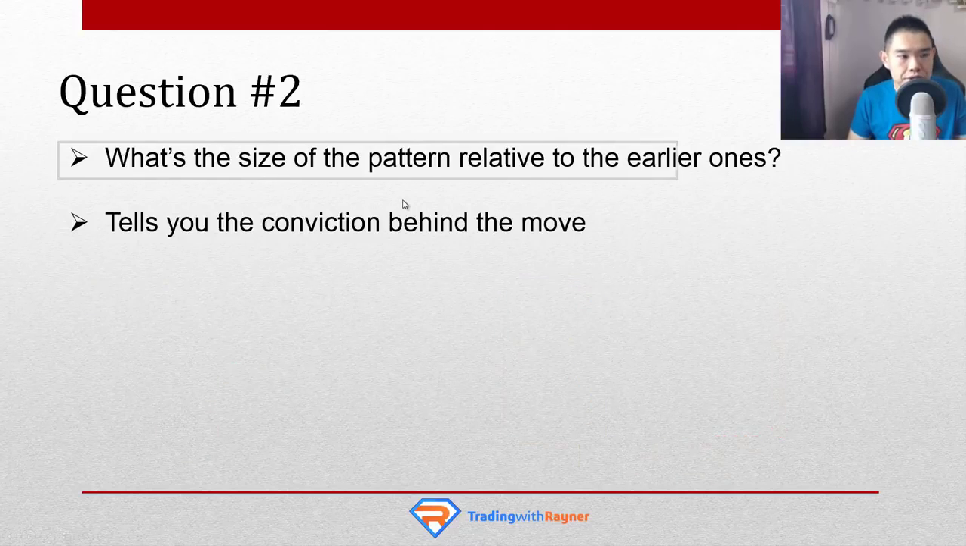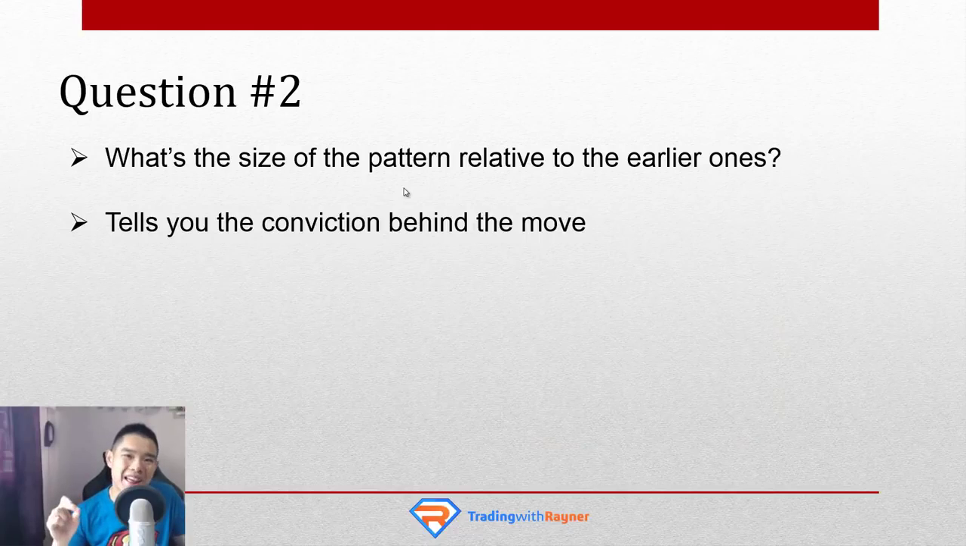Second question is this: what's the size of the pattern relative to the earlier ones? This question tells you the conviction behind the move. It tells you whether there is really strength behind the move. Is it really a smokescreen, or is this for real? So let me explain what this means.